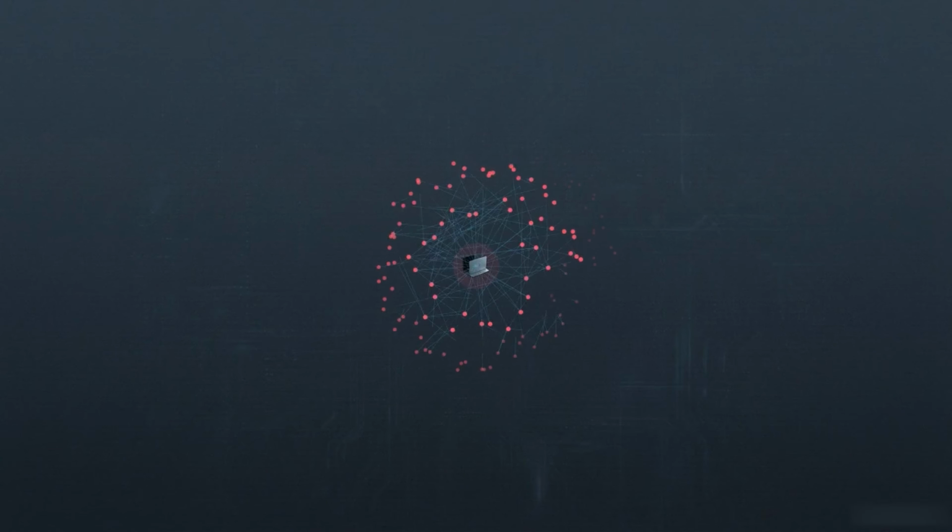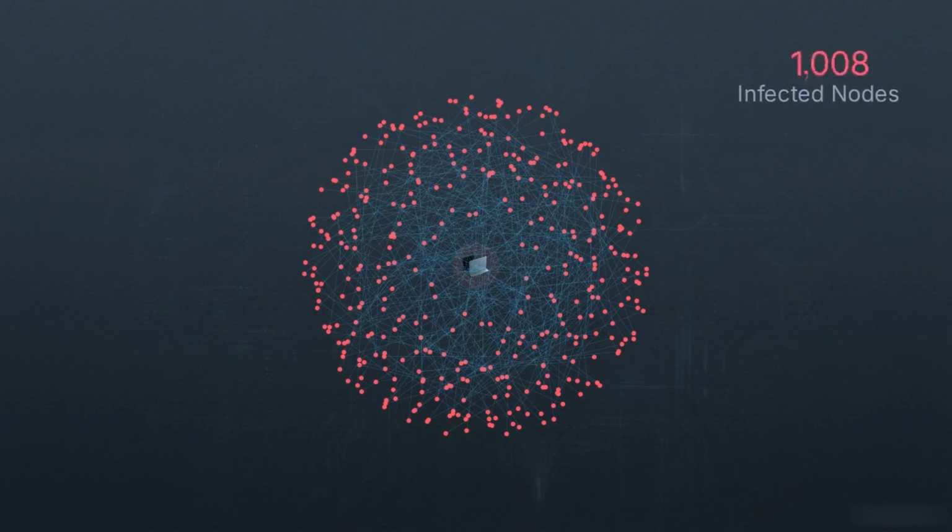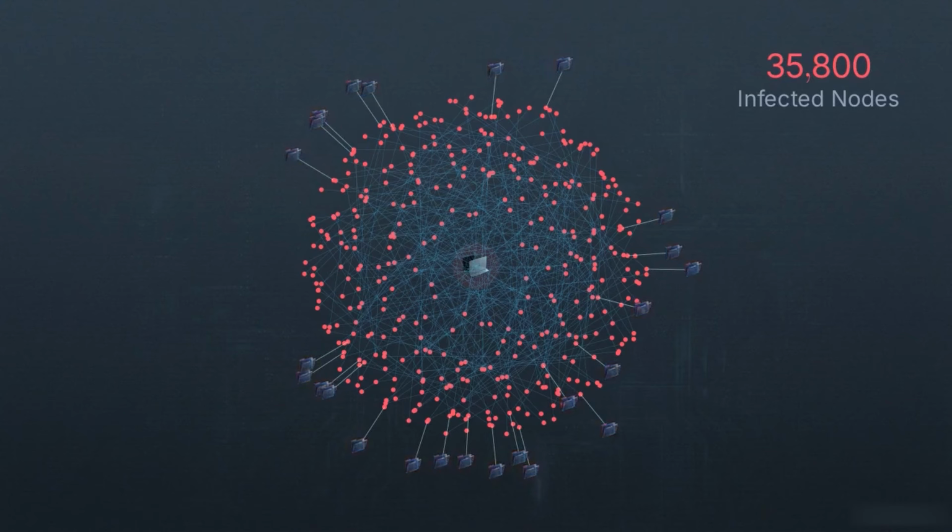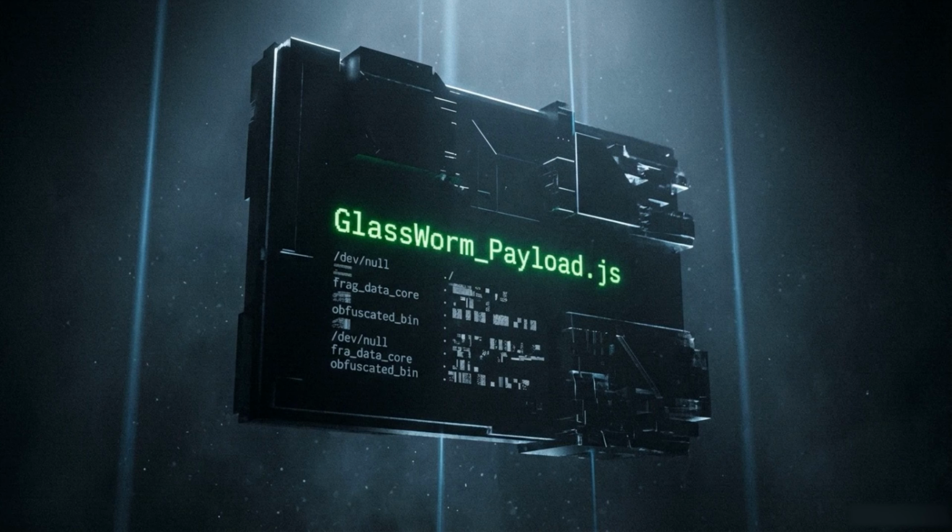This data visualization shows the actual scale of the fallout. What starts with a single compromised machine multiplies into a network of 35,800 infected nodes, reaching over 150 distinct open-source repositories on GitHub. The threat actor responsible for this campaign is known as GlassWorm.